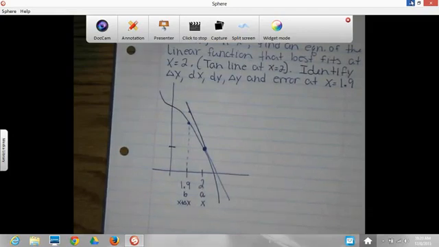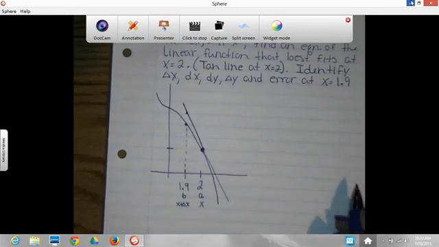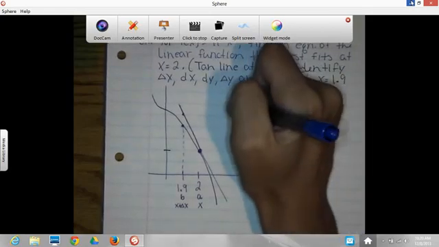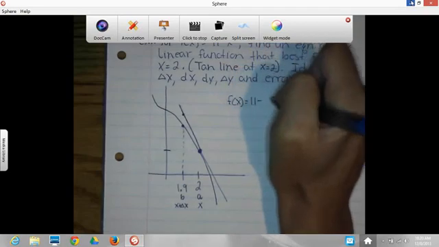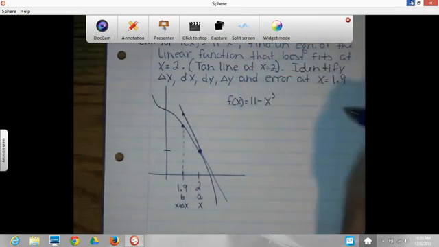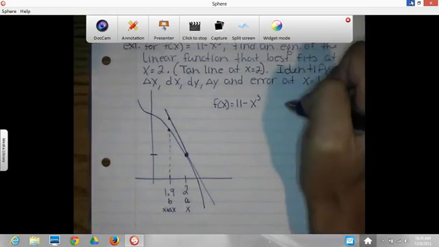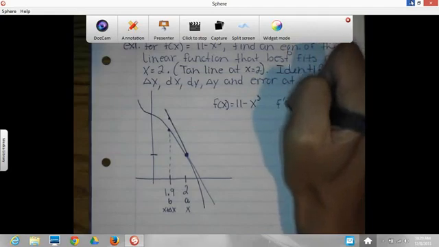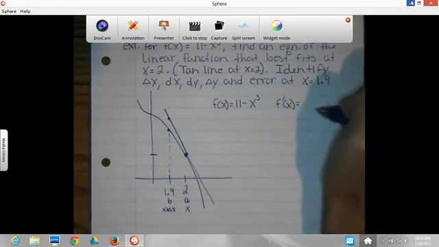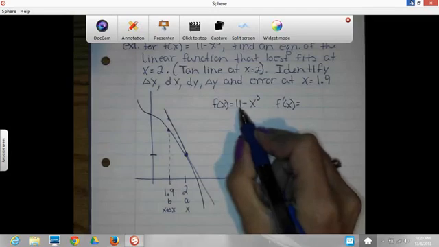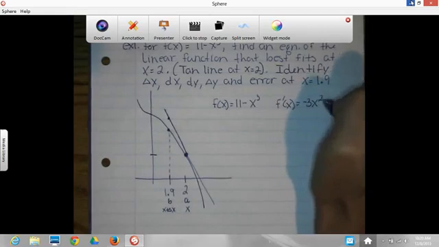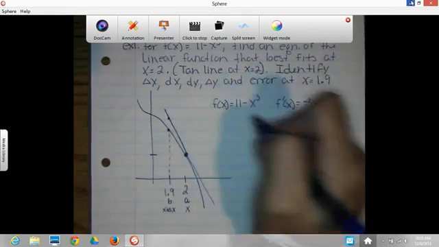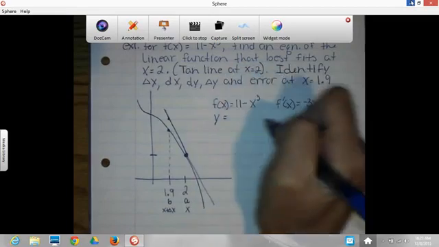So we're going to be having 3 functions working here. The original function, 11 minus x cubed. We're going to be using the derivative function, not the tangent function. So let's write that one down right now. The derivative function: derivative of 11 is 0, and here we get negative 3x squared. And then we still have to come up with the tangent line, y equals. So I'll leave room for that one up here.